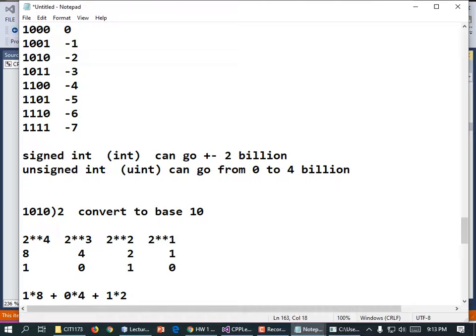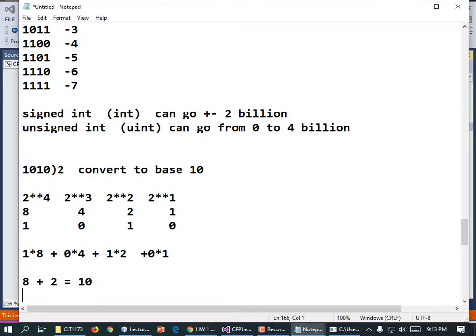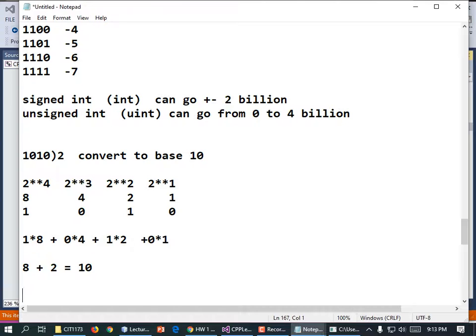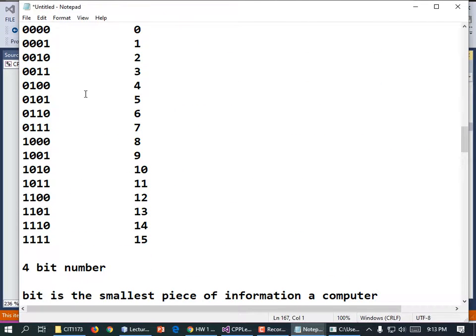And how many 1s do we have? No 1s, right? So we could shorten that a little bit further, and we could say that we have an 8 plus a 2. And so that adds up to a 10. And if we scrolled way back up to when we were counting from 0, 0, 0, 0 to 1, 1, 1, 1, we would see that a 1, 0, 1, 0 is in fact a 10.